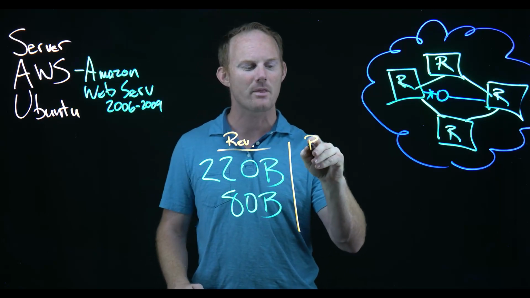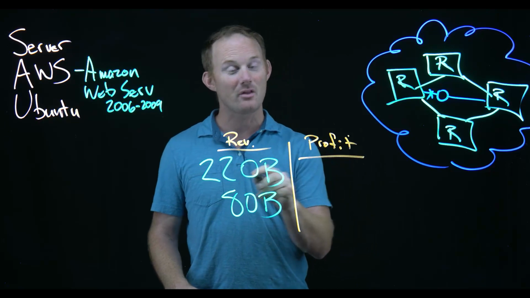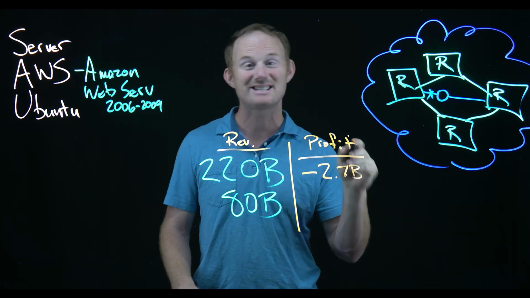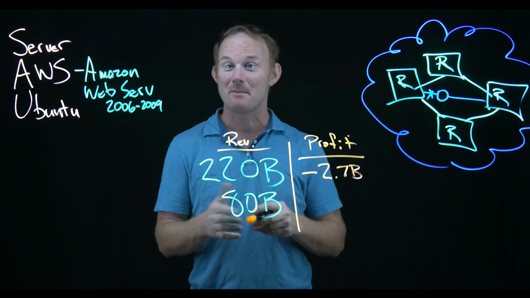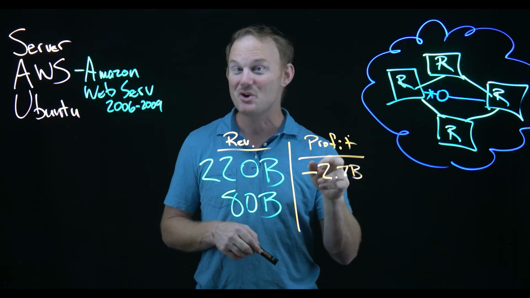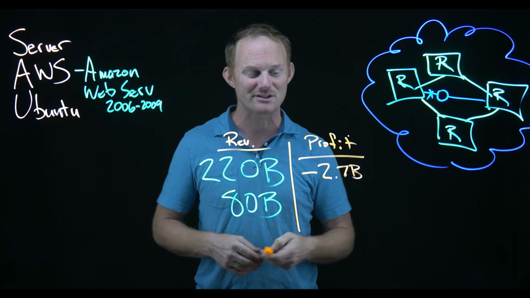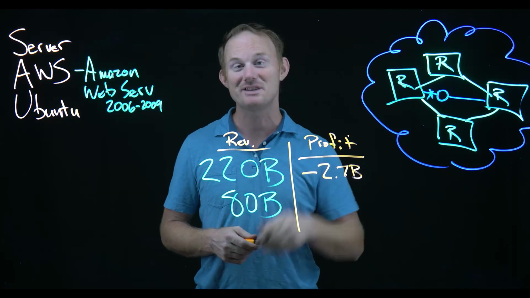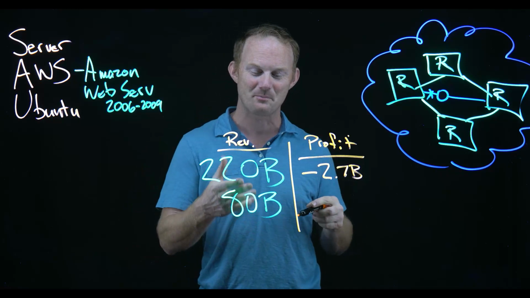Over here for the profit, they made on the retail side negative 2.7 billion. They spent more than they made. So they made 220 billion, but they spent 223 billion to make that money. So you, as an individual, almost no matter who you are, unless maybe you're Elon Musk, you are doing better financially than Amazon.com, because you did not lose 2.7 billion dollars last year.